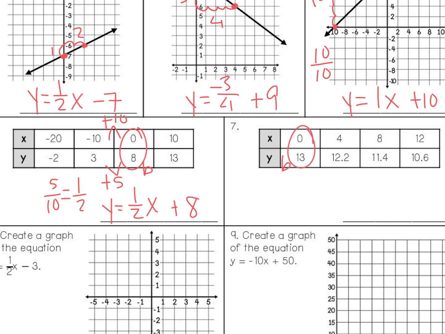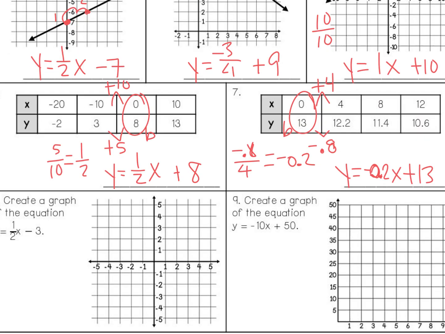Number 7, your b is 13. So 13 to 12.2 is minus 0.8. You can also use your formula here, and 0 to 4 is 4. So we have negative 0.8 over 4. When you put this in your calculator it is negative 0.2. So y equals, you can also write negative 1 over 5. Both of these are the same.